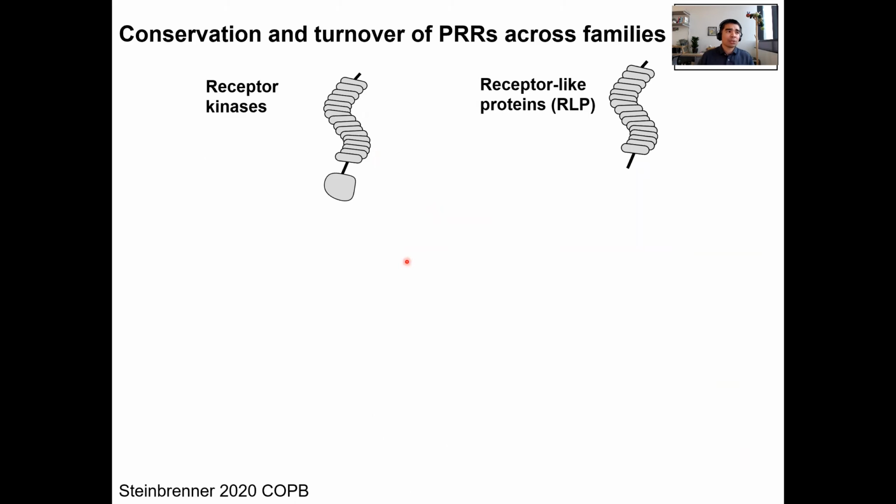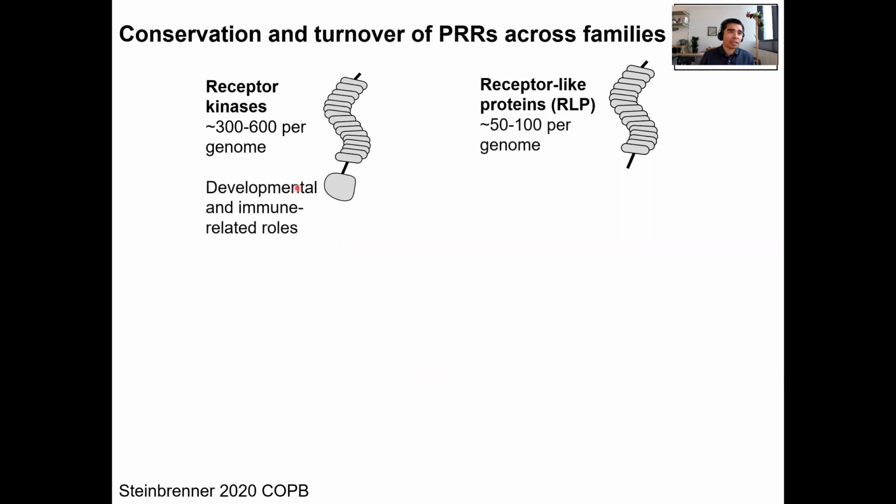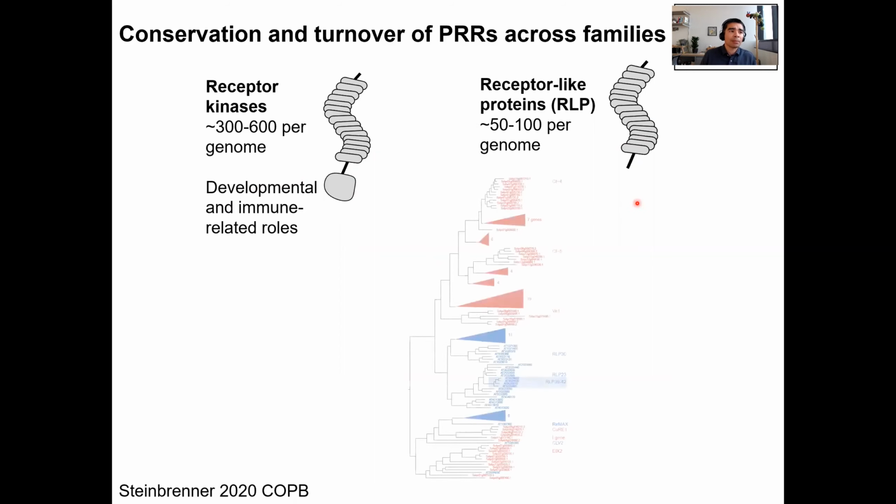These PRRs come in two flavors. There are receptor kinases, which have an intracellular kinase domain, and receptor-like proteins, which lack one. Receptor kinases are more numerous. There are many hundred per genome, and they serve both developmental and immune-related roles, whereas RLPs are fewer in number, but really seem to be the rapidly evolving end of the cell surface machineries that detect these extracellular pathogen patterns.